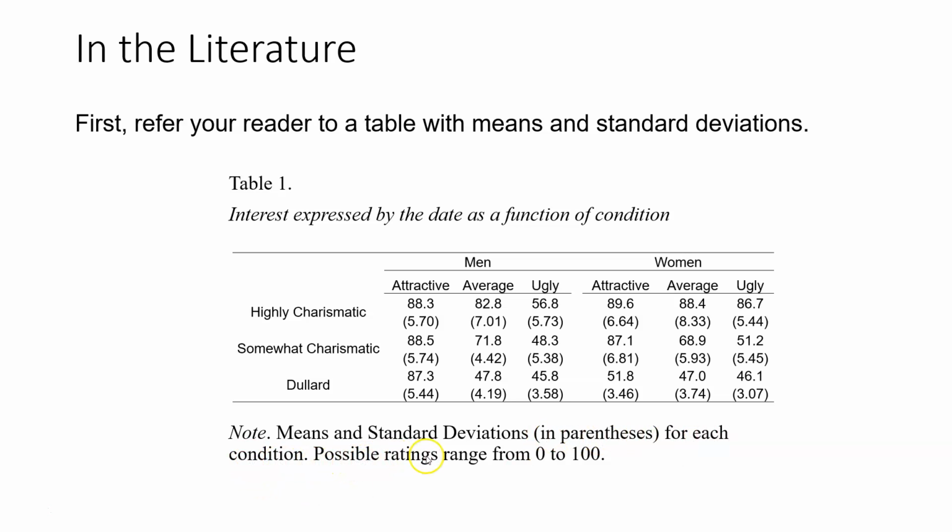The possible ratings of each date ranged from 0 to 100. So you can come up here and you can see that the highly charismatic dates who were attractive had a mean of 88.3 when they were rated by men, and those highly charismatic attractive dates when rated by women had an average of 89.6, and their standard deviations were 5.7 and 6.64 respectively. And those are just the same data that I walked you through in Jamovi a second ago, but I'm just showing you this alternate way of laying out the data in a table like this.